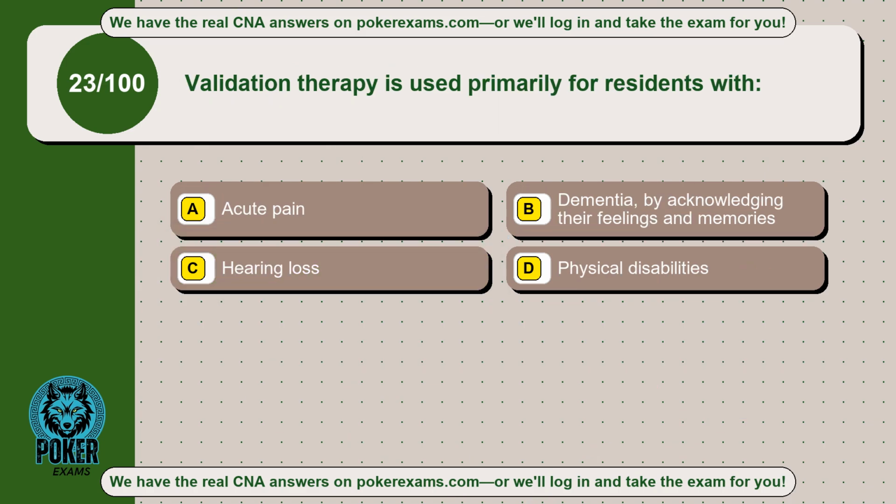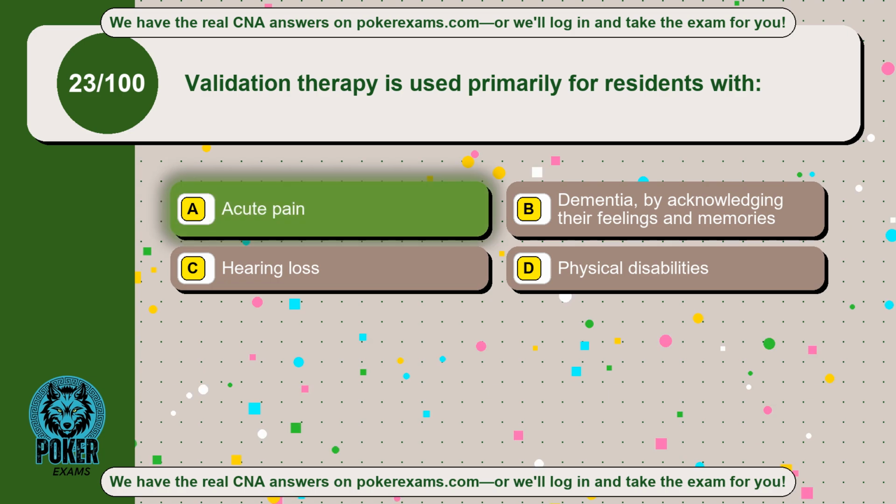Question 23. Validation therapy is used primarily for residents with: Option A, acute pain. Option B, dementia, by acknowledging their feelings and memories. Option C, hearing loss. Option D, physical disabilities.